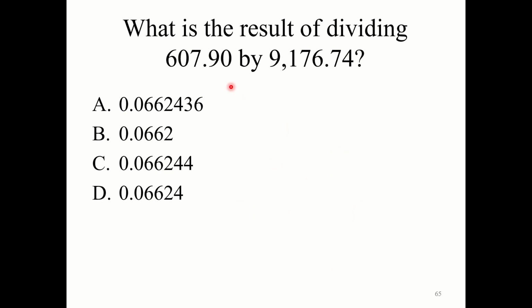All right, let's have you try one. What is the result of dividing 607.90 by 9176.74? All right, correct answer here is C, because this number has 5 sig figs, this number has 6, so my answer should have 5 sig figs, 0.066244.